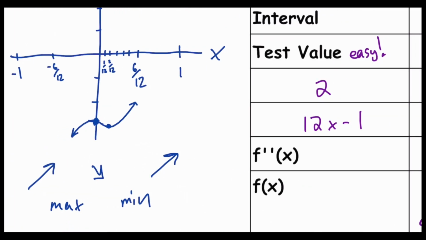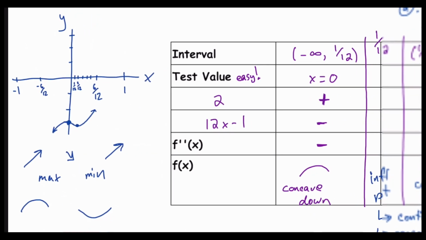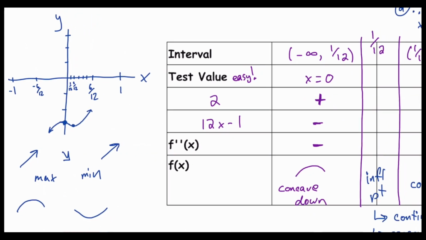So inflection point, local minimum, concave up after that. Coming from the left, concave down, and then the inflection point, and then concave up. So my function should look something like that. And we could be more precise. We could find additional things like x and y intercepts, and we'll talk about that on the next page. But this is our rough graph.